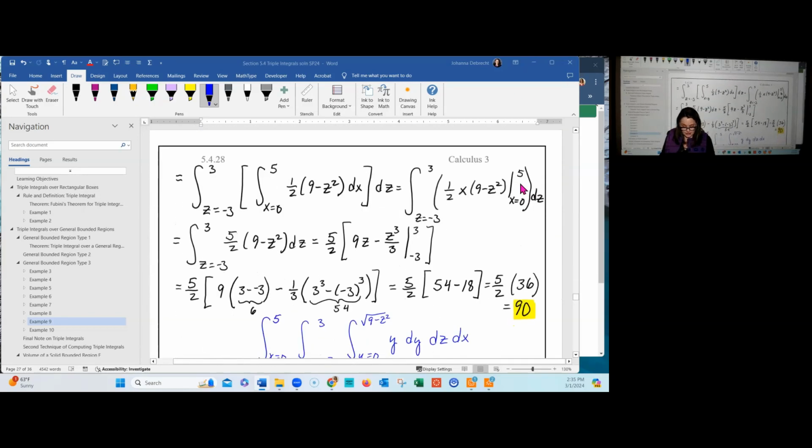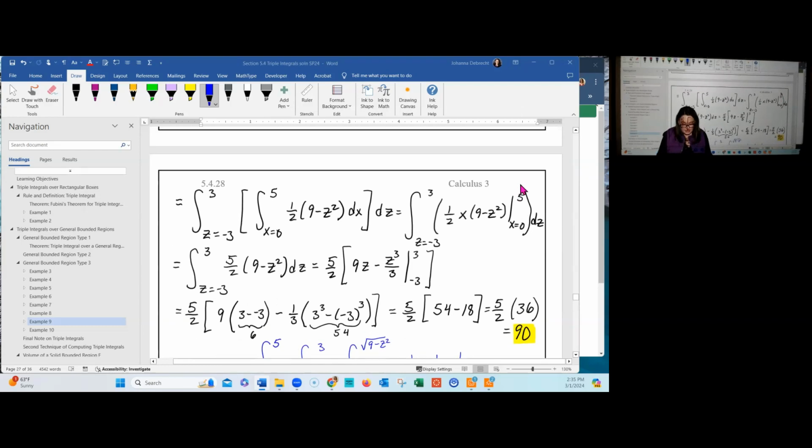When we evaluate this next with respect to x, none of the integrand has x in it, so we simply consider it a constant, and then we get 1/2 x times quantity 9 minus z squared, evaluated between x equals 0 and x equals 5. This is going to introduce a 5 into the integrand, so we get 5/2 times the quantity 9 minus z squared for the integrand for the outermost integral with respect to z, from z equal -3 to z equal 3.